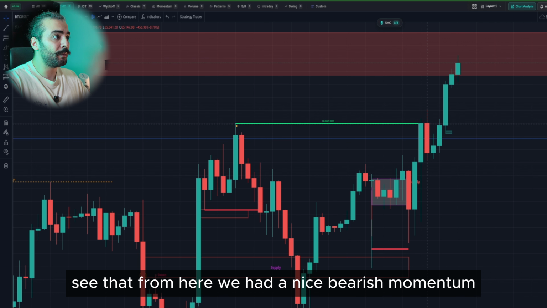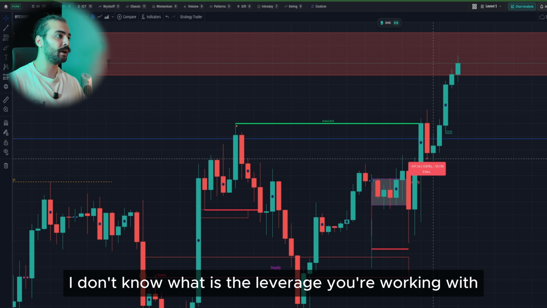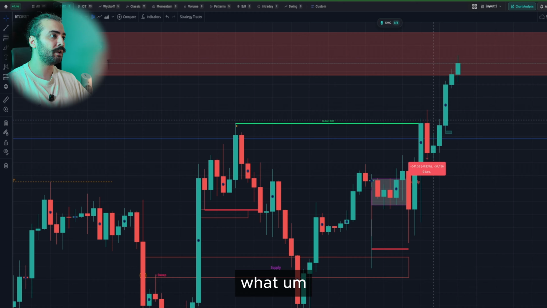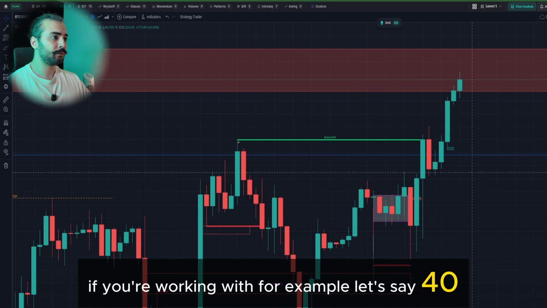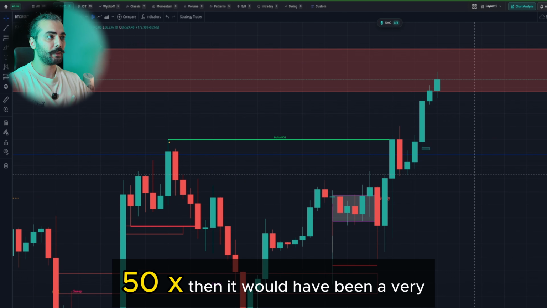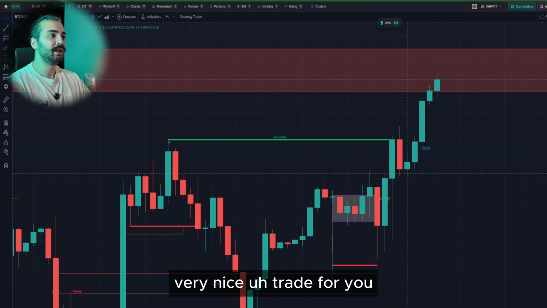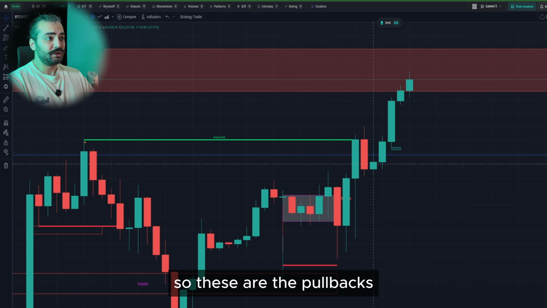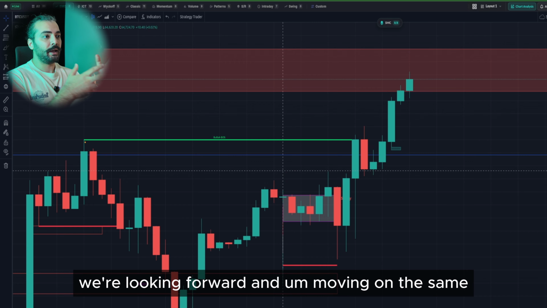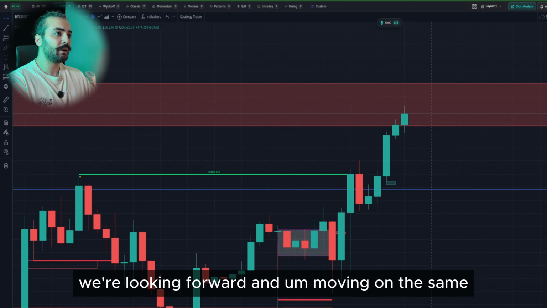And you can see that from here, we had a nice bearish momentum. It was very, very good, I don't know what leverage you're working with, but if you're working with, for example, let's say 40, 50x, then it would have been a very, very nice trade for you. So these are the pullbacks we're looking for, and moving on the same.